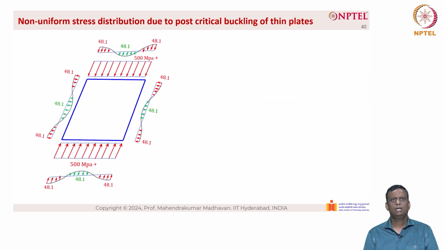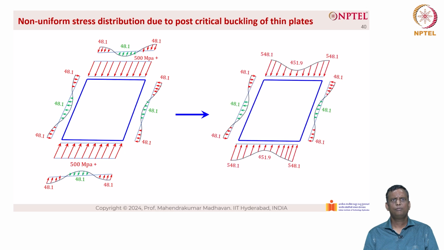Basically, we have 500 plus 48.1, which becomes 548.1 at the edges. At the center, we have 500 minus 48.1, which turns into 451.9 at the center. This is in the x direction and the loaded direction. Basically, there is a nonlinear stress distribution that takes place due to post buckling.